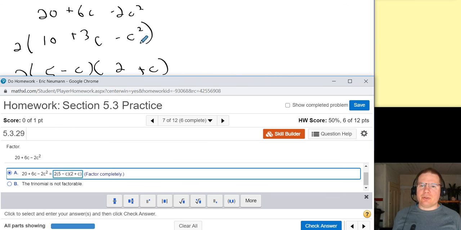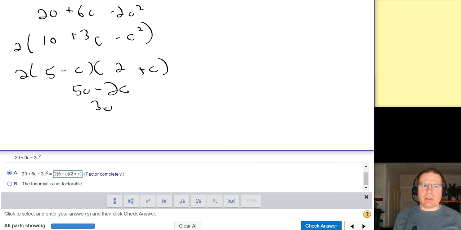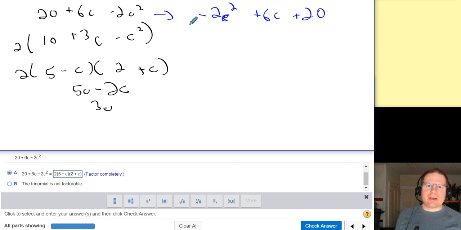Now this is a little unusual because the c was at the end. We could have rewritten this. Let's switch colors here. Put the c squared term first. Negative 2c squared plus 6c plus 20. And then factor out not a 2, but a negative 2. Negative 2 times negative 3 gives us positive 6. Negative 2 times negative 10 gives us positive 20.